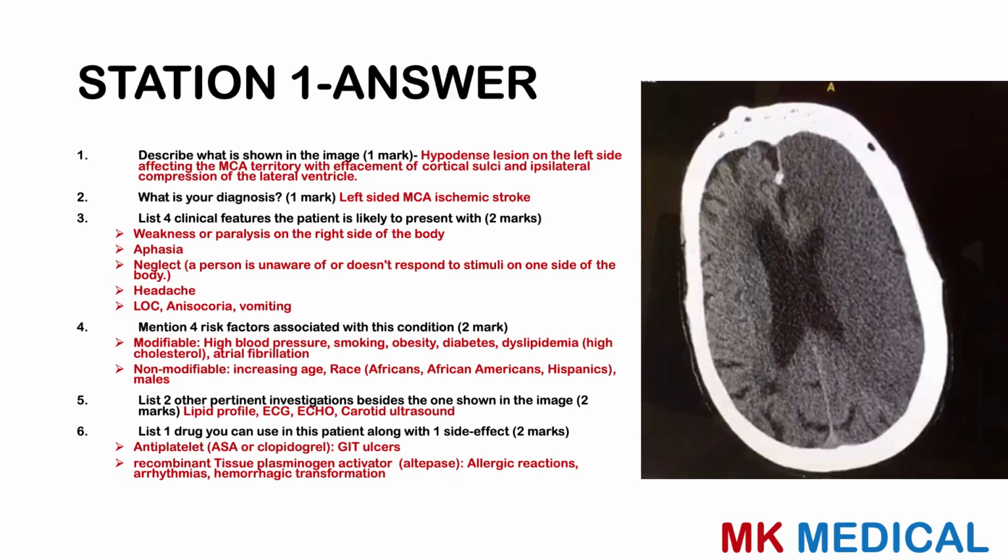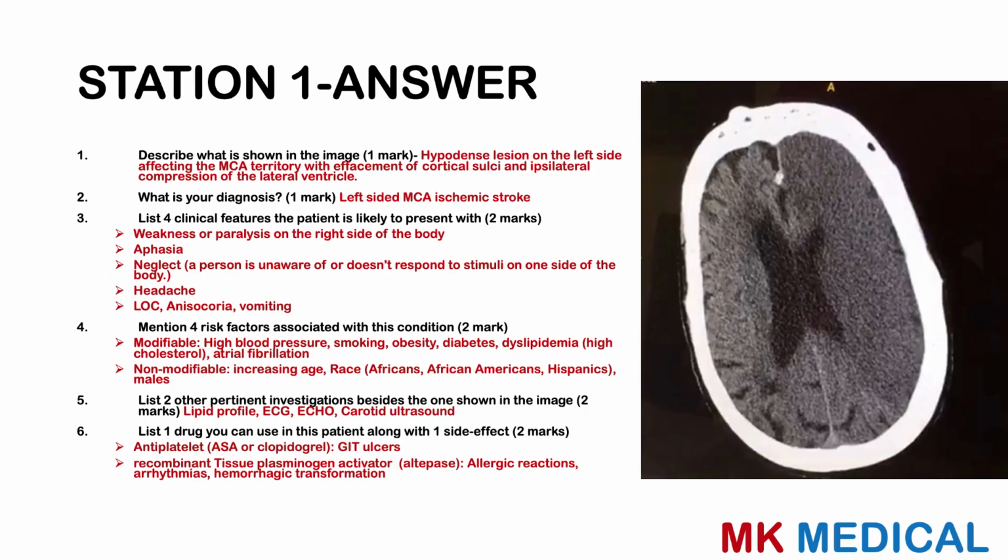Then in terms of 2 other investigations, you want to do an ECG and an echo, because most likely a blood clot has come about. So you want to see the source of this. Maybe it's cardiac in origin. You want to do a lipid profile. You also want to do a carotid ultrasound or a carotid Doppler.